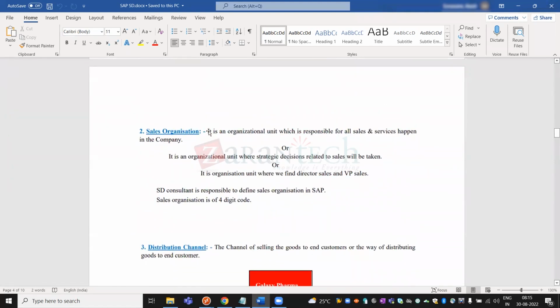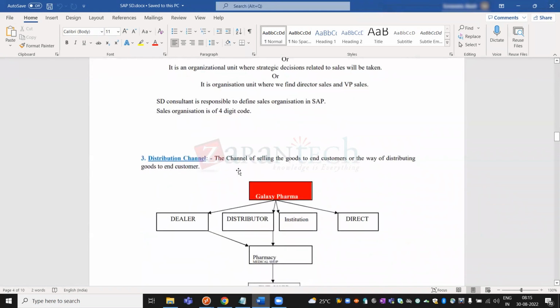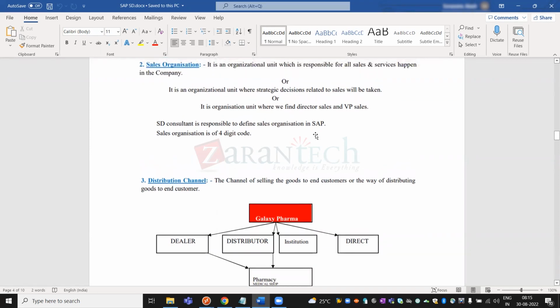Sales organization is a 4-digit code. This one is the distribution channel. Do you know what sold-to is? There are different parties. While covering partners, I am going to explain which is sold-to, which is ship-to, and which is bill-to.